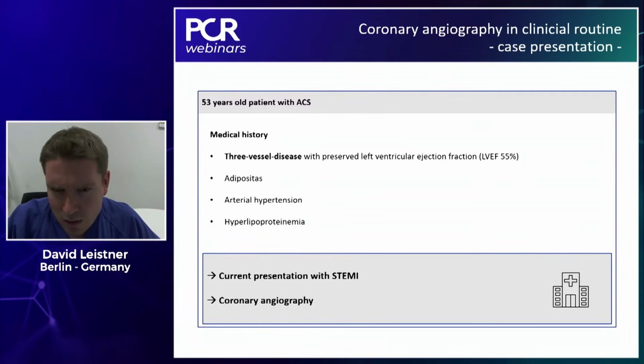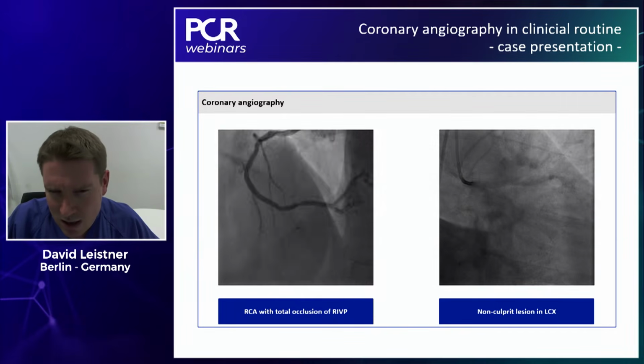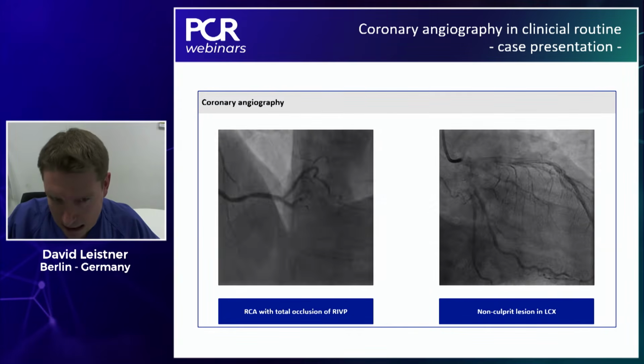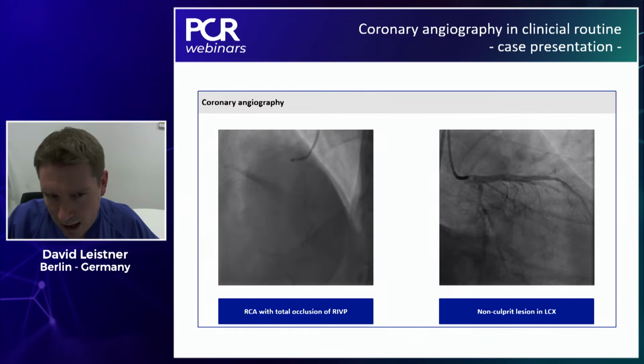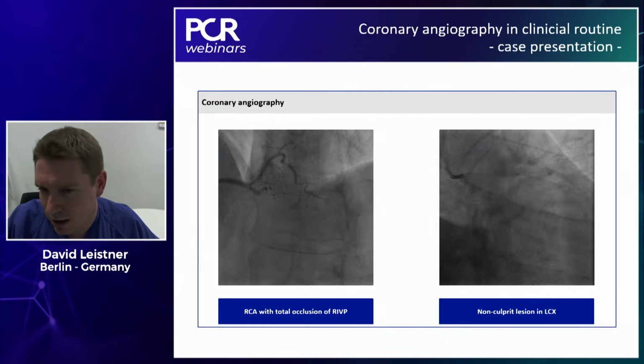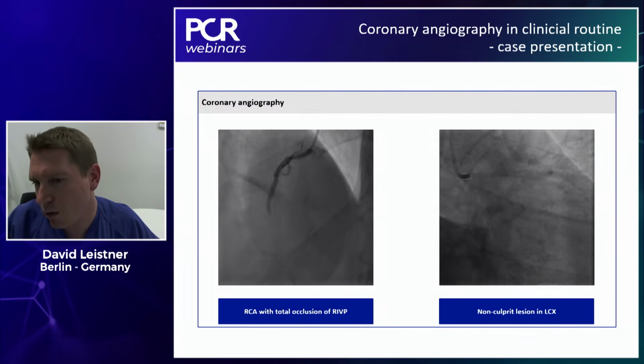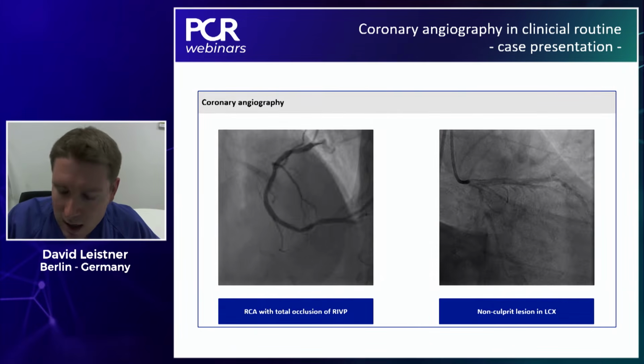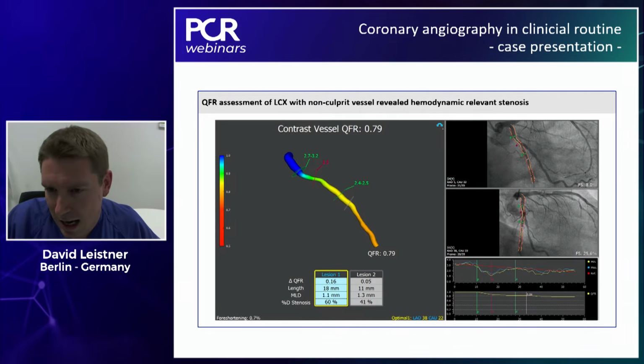And I have a clinical case for you of a 53-year-old patient with acute coronary syndrome with three-vessel disease. And you see again the coronary angio, the culprit lesion. It's quite clear as the thrombotic occlusion of the distal part of the right coronary artery. For the left side, for my personal impression, I would say everything is fine, a bit of plaque in the circumflex and in the LAD.